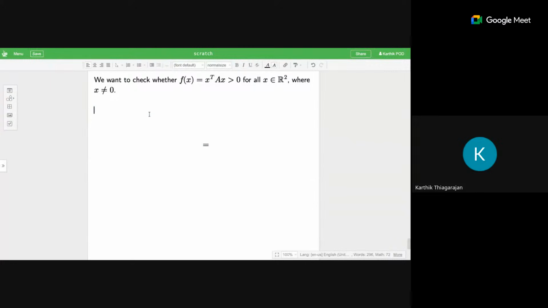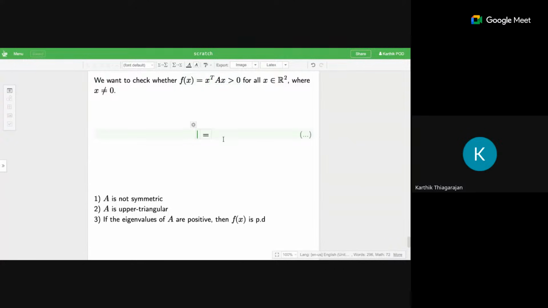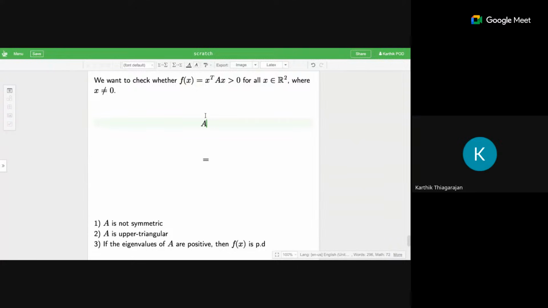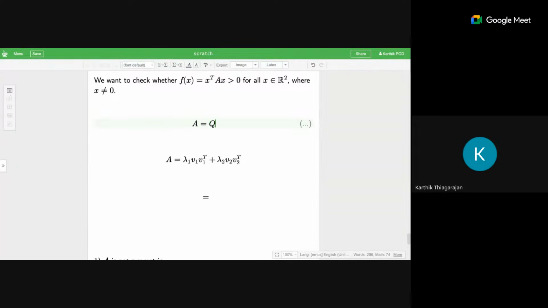I put this below. You want to test whether x transpose Ax is always greater than 0, right? So if A is symmetric, then I can write down A as lambda 1 v1 v1 transpose plus dot dot dot plus lambda n. In this case it's R2, so I can write this as lambda 2 v2 v2 transpose. This comes from the spectral theorem, so A is Q D Q transpose. Q is 2 cross 2, D is 2 cross 2. There are two eigenvalues.